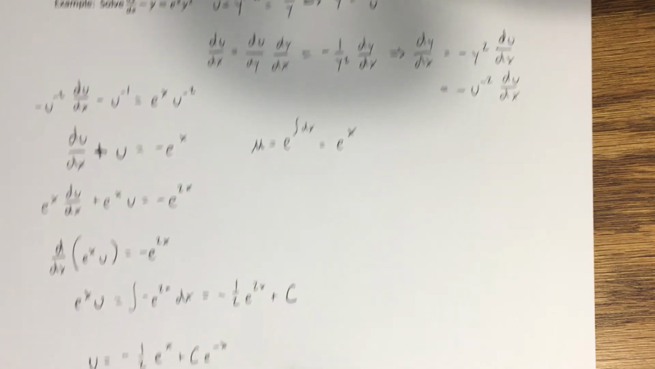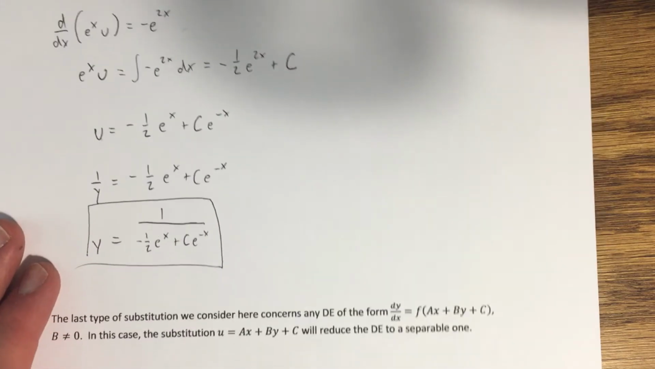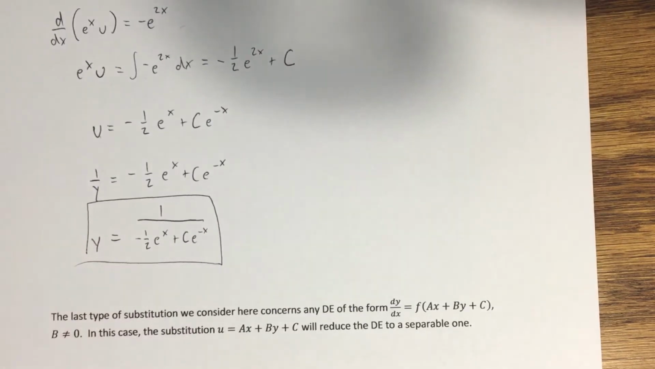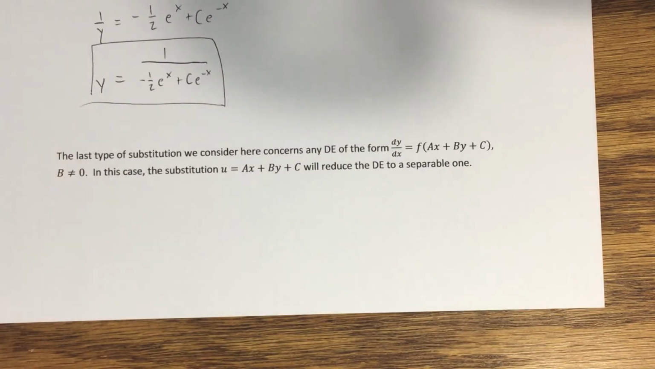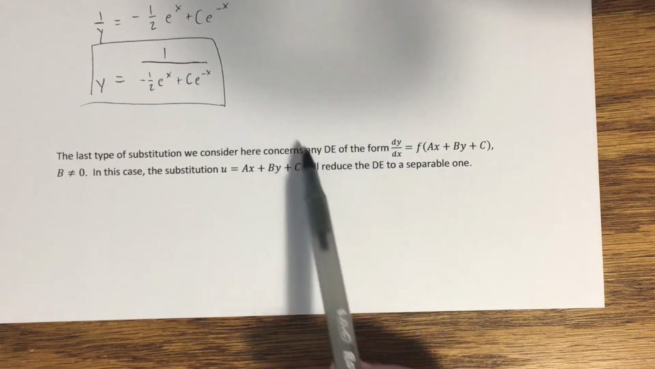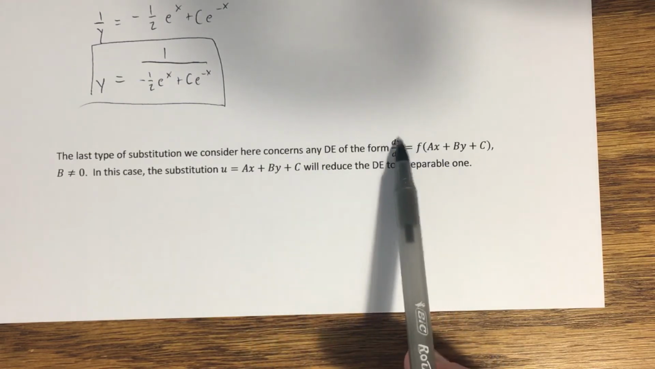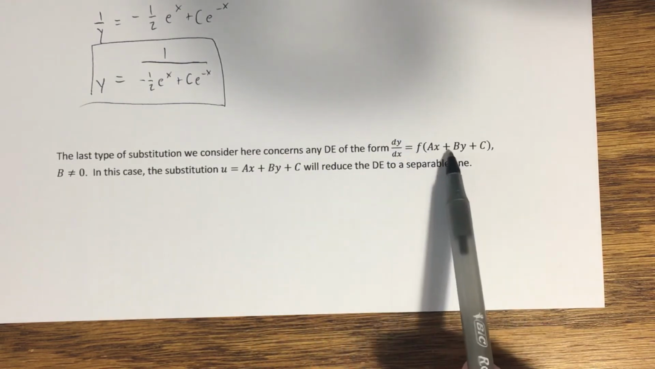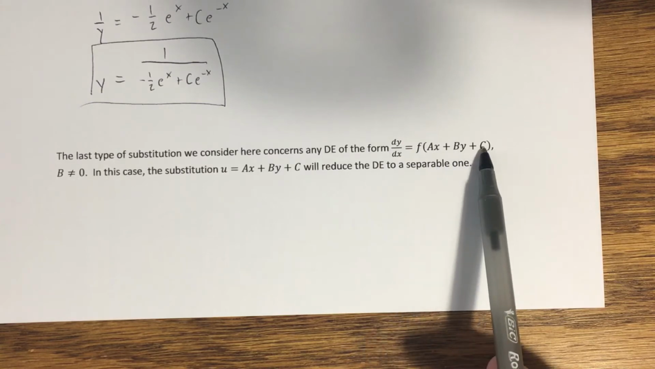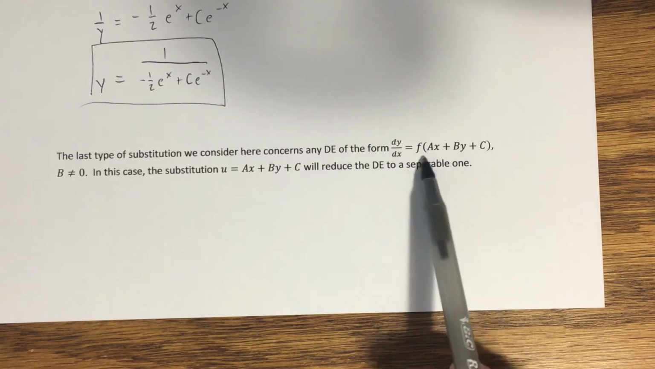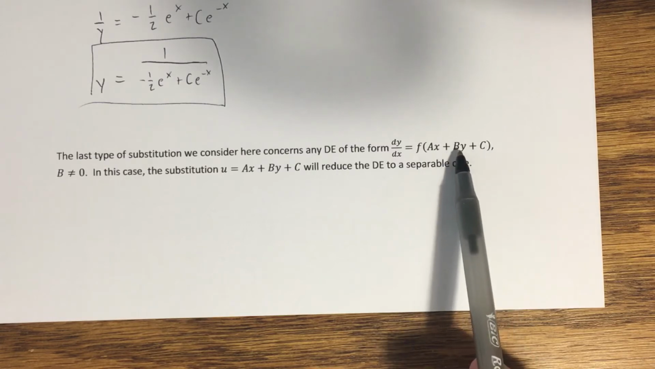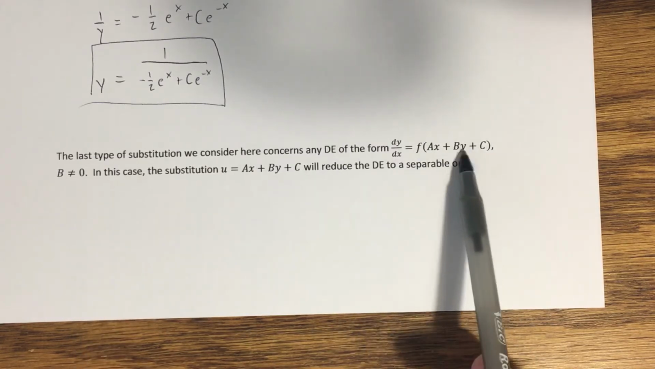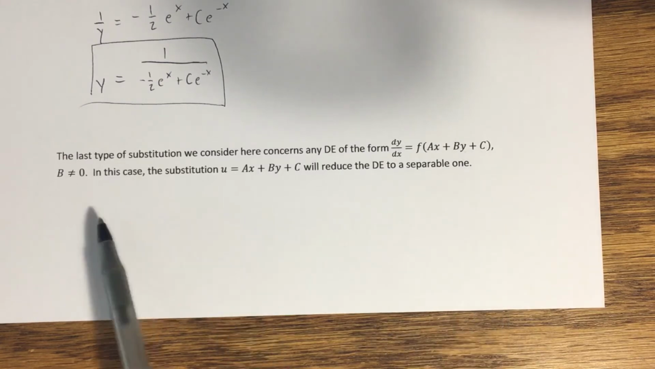Okay? So that was a fairly straightforward one. It was a little bit simpler than the last example, I think. We have one more type of solution that we want to look at now. This time we're looking at DEs that take this form. dy/dx equals some function of a linear expression in the two variables x and y, f of ax plus by plus c, okay, where b is non-zero. That means that this y term needs to be present there.